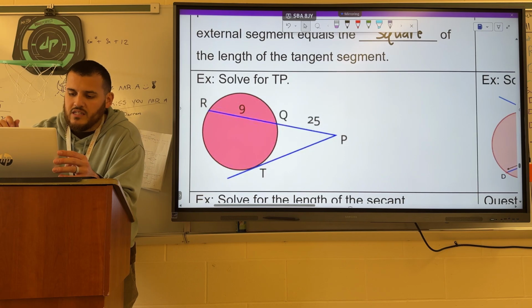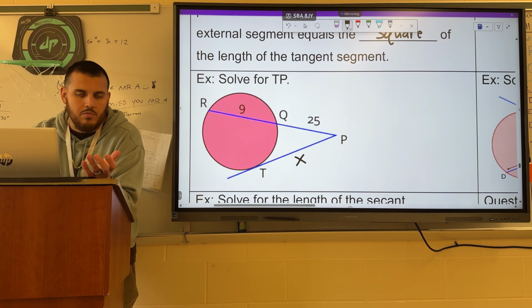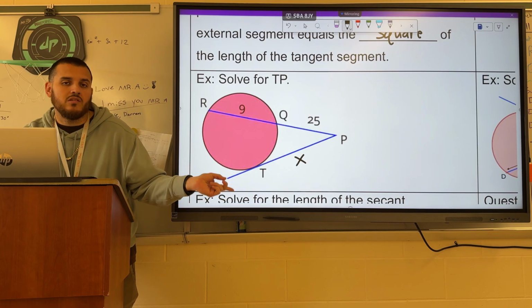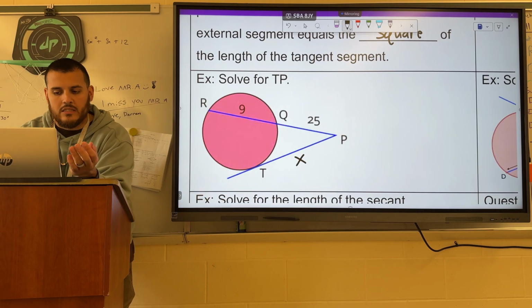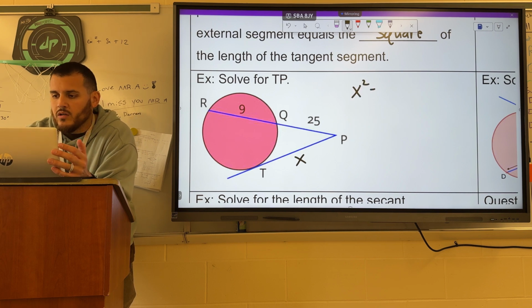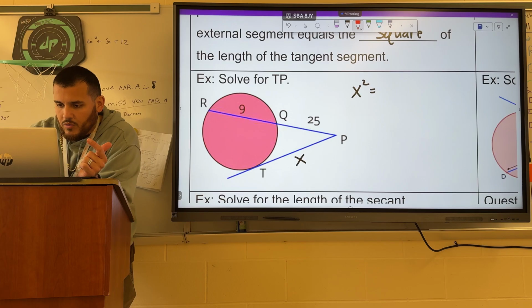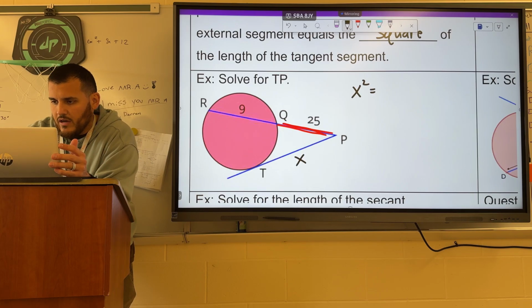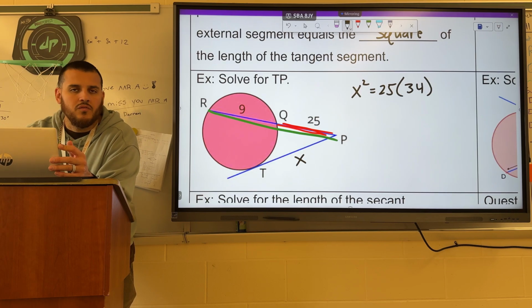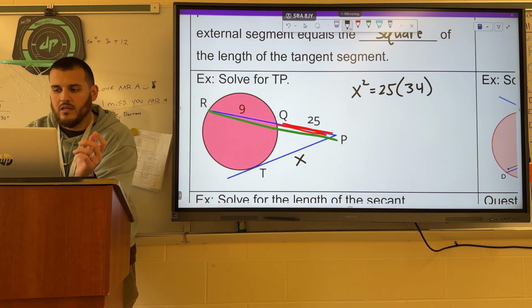We're going to solve for TP. That length is unknown, so you can put an x there. That is the tangent involved. It appears to only touch the circle at point T, so we will assume that it is a tangent. And so the square of that tangent, x squared, will equal the product of the external portion of the secant, which is 25, and the entire secant, which is 34. Again, I got the 34 from doing 25 plus 9, segment addition.